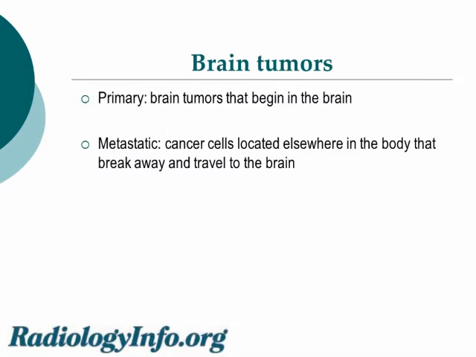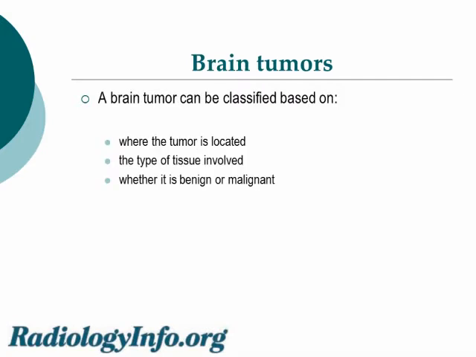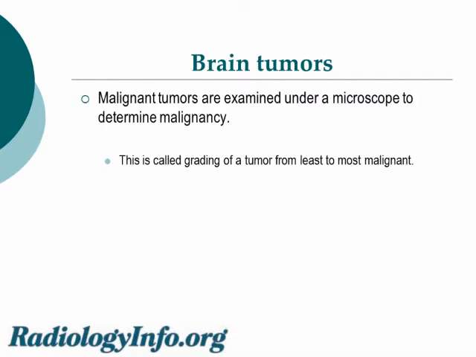Brain tumors can also be primary, meaning they come from the brain, or metastatic, which means that cancer cells from elsewhere in the body break away and travel to the brain. Brain tumors can be classified from where the tumor is located, the type of tissue involved, and whether they're benign or malignant. Malignant tumors are examined under a microscope to determine how malignant they are. This is called grading of a tumor, from least to most malignant.